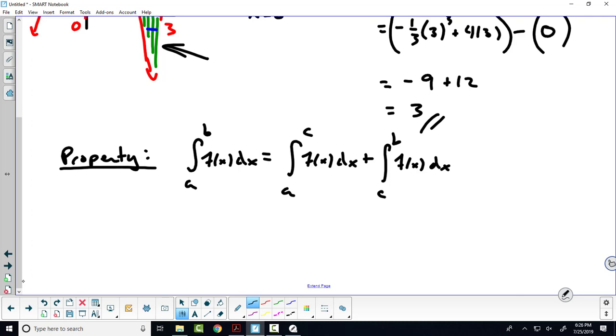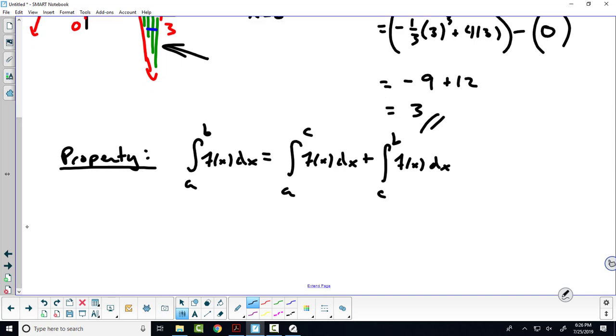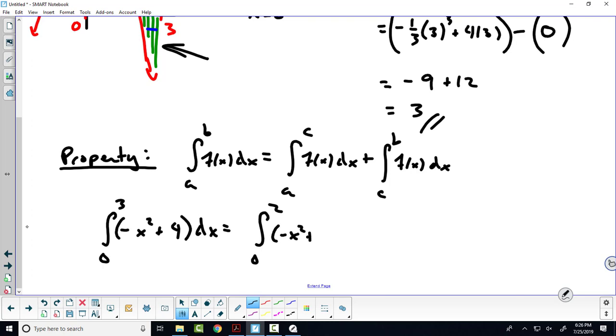Where did I lose you on the property, or did I lose you on something before? Okay, on the property. So let's look at this problem here. How could we have done this problem? If I asked you for the definite integral from 0 to 3 of minus x squared plus 4 dx, what I'm saying is you could have gone from 0 to 2 of minus x squared plus 4 dx plus the integral from 2 to 3 of minus x squared plus 4 dx. Do you see what I did there? So I broke it up into 2 different pieces, adding up first from 0 to 2 and then continuing on from 2 to 3. Does that clarify?